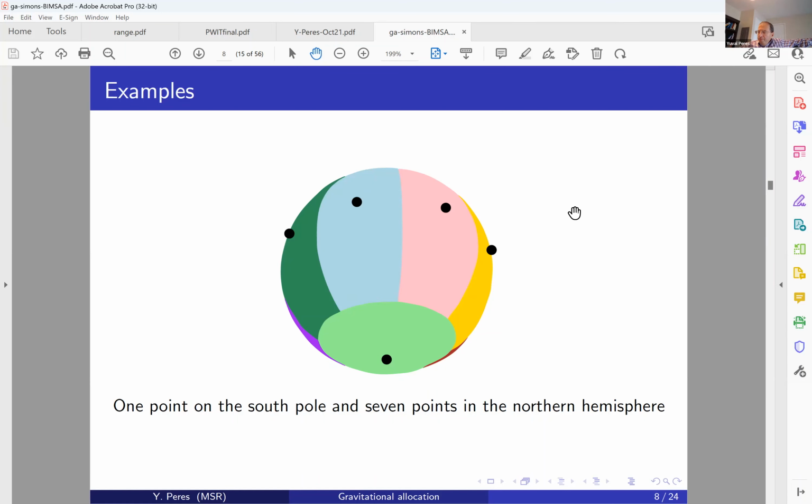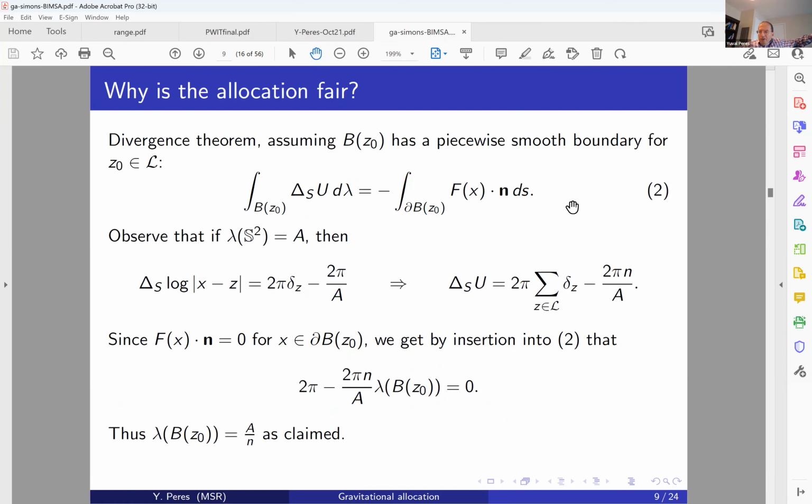There is a one-page proof, which I don't have time to go into in detail. It turns out just as a consequence of the divergence theorem that the areas must be equal. This is a principle that was elucidated, I think, first by Moser around 1990, a principle of transport using Laplacians.